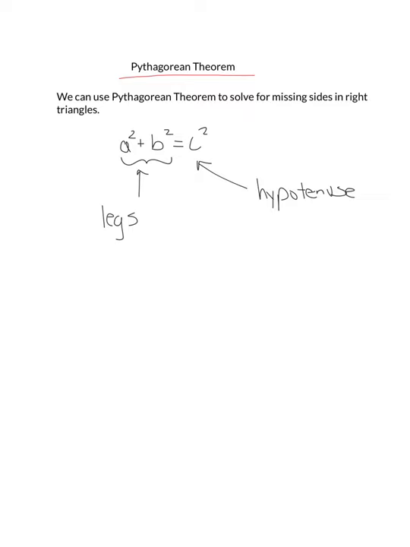Alright, I'm just going to do a quick video for you about Pythagorean Theorem. So we can use Pythagorean Theorem to solve for missing sides in right triangles. I've given you the formula here: a squared plus b squared is equal to c squared.